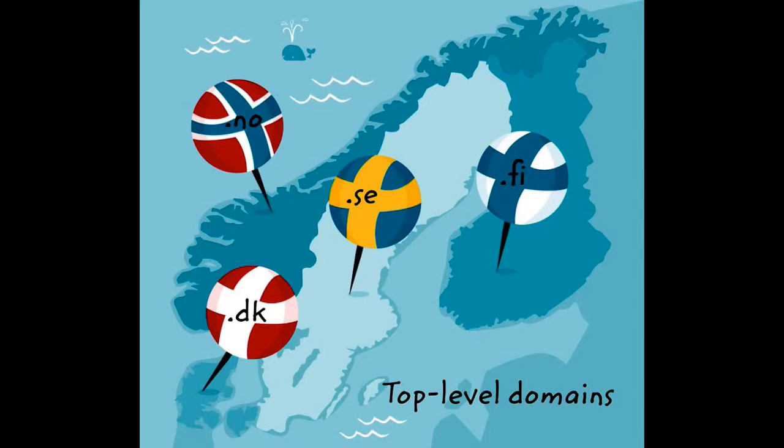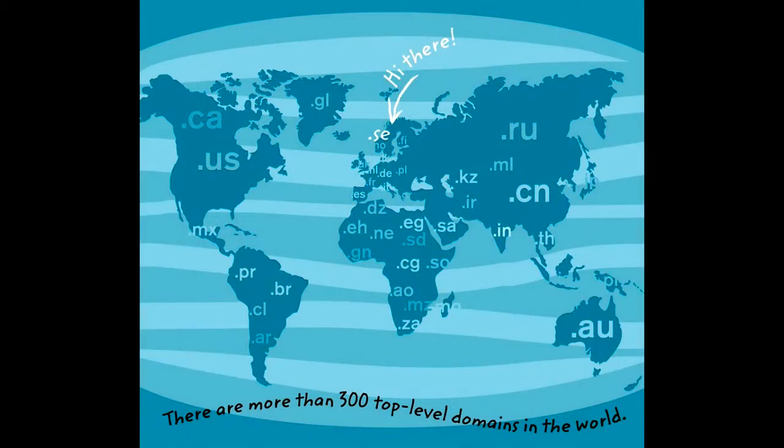All the countries in the world have a similar letter code. They're called top-level domains. The abbreviation at the end of an internet address, like .se, is called a top-level domain, and there are over 300 different top-level domains in the world.